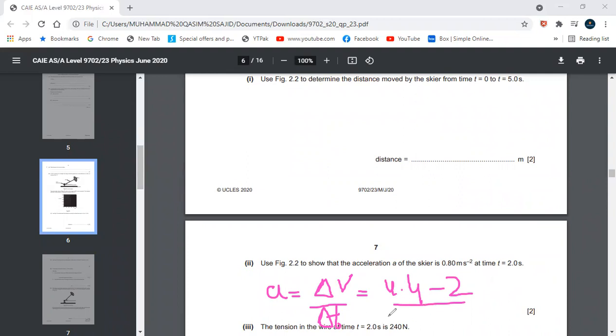Now 5 is the final limit, and the initial limit is t equals 2. So it must be 4.4 minus 2, that is 2.4, divided by 3. Sorry, 2.2, no, 2.4 divided by 3. 4.4 minus 2 equals 2.4 divided by 3. So this might be our required answer. Is this clear?